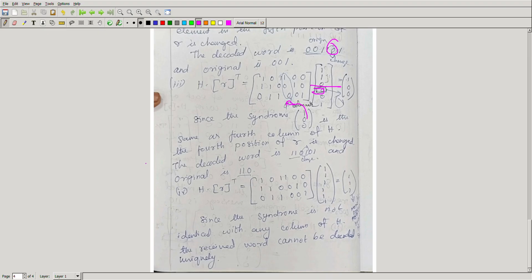Next, the fourth one. Once you do matrix multiplication, you are getting all 1, which is not identical to any of the matrix columns. Since the syndrome is not identical with any column of H, the received word cannot be decoded. It is not possible to decode uniquely.